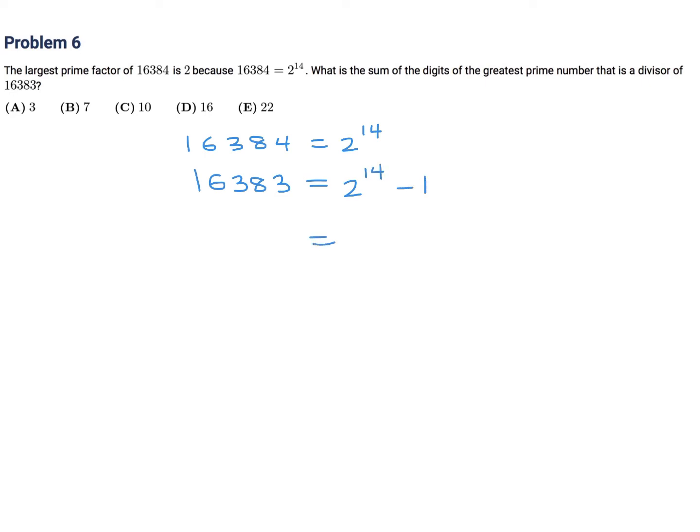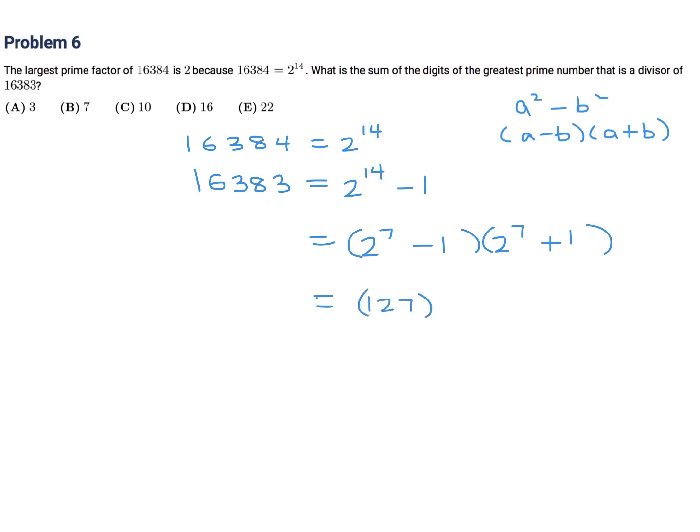Okay, and this can factor, just like how you could factor a squared minus b squared to a minus b times a plus b. This factors 2 to the power of 7 minus 1 times 2 to the power of 7 plus 1. Well, 2 to the power of 7 is a little bit more digestible, I think. What is that? Is it 128? Yeah, 128. So 128 minus 1 is 127. And then 128 plus 1 is 129.